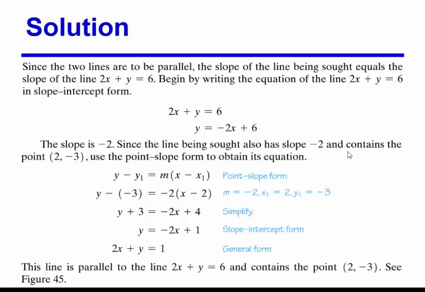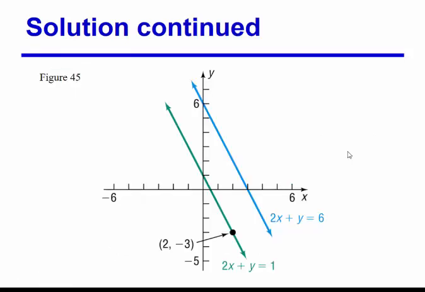So here we plug in the values of m, x1, and y1. We solve for y, and we get y is equal to negative 2x plus 1. So parallel lines. The original line was y is equal to negative 2x plus 6. This one is equal to negative 2x plus 1. Same slope, different y-intercepts. And then we write it in general form, which simply means adding 2x to both sides. So the line is parallel to the line 2x plus y is equal to 6 and contains the point (2, negative 3). And here's the graph of both lines.